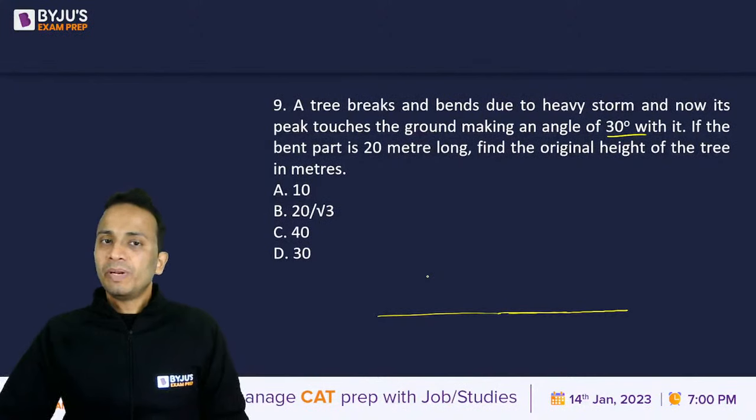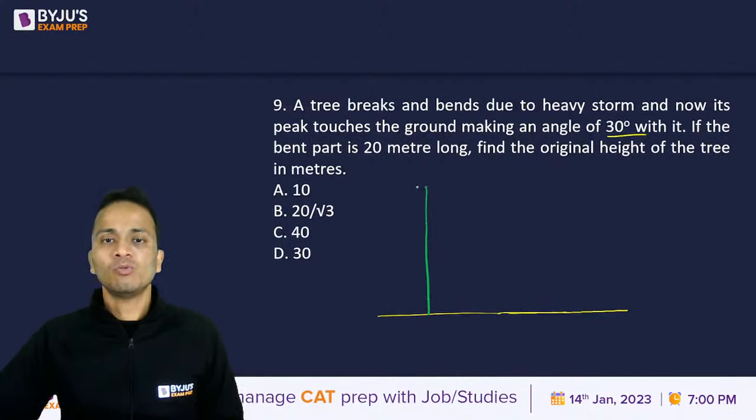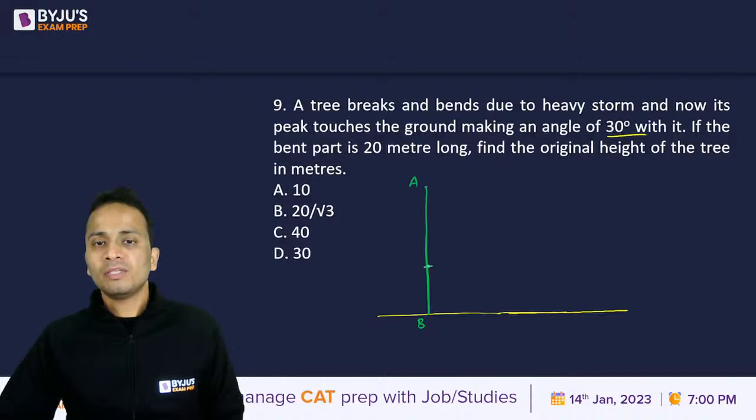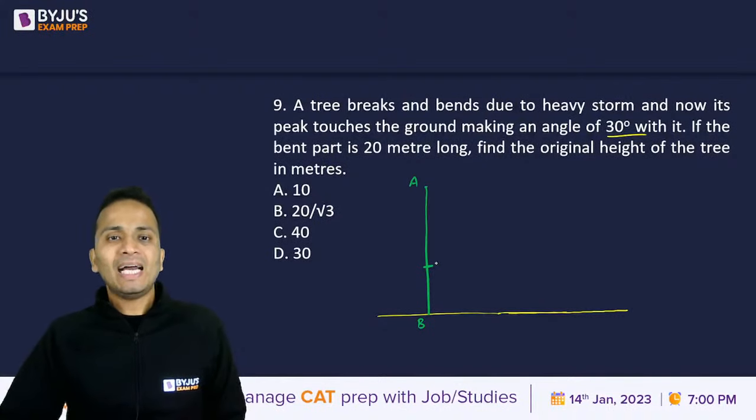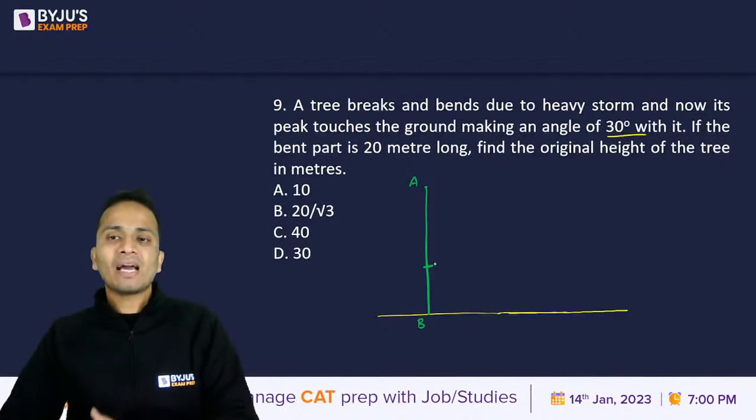Now, a tree breaks and bends due to heavy storm. So let's say originally the tree was like this. I'll call it A, B. Now, because of heavy storm, the tree breaks from this point, and the peak touches the ground, making an angle of 30 degrees.